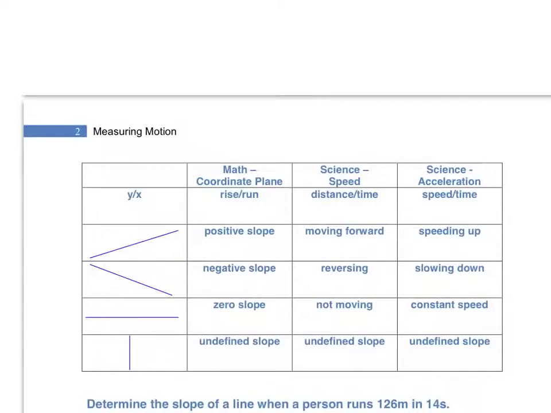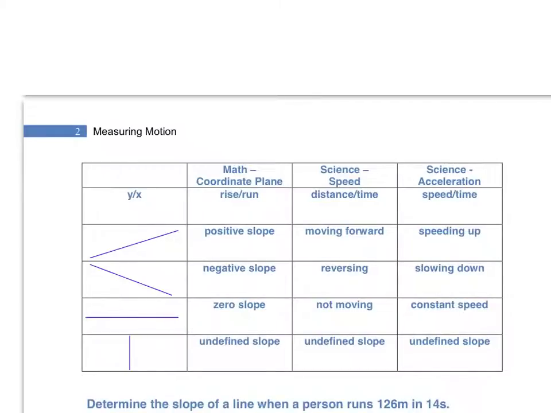Then you have a line from left to right going downhill or decreasing. That is a line with a negative slope. On a speed graph or velocity graph, the object would be reversing or moving backward. And then on an acceleration graph, the object would be slowing down.